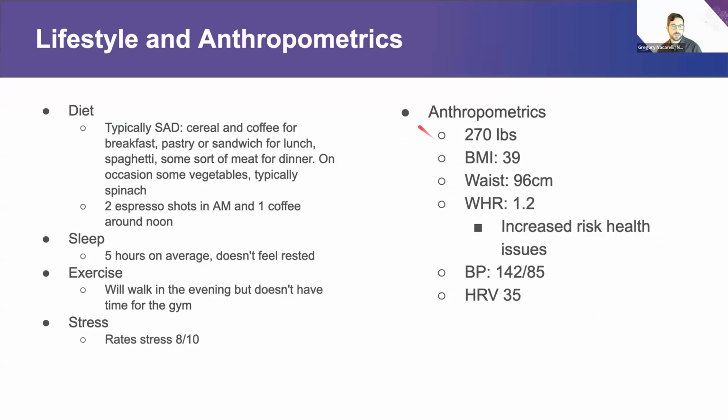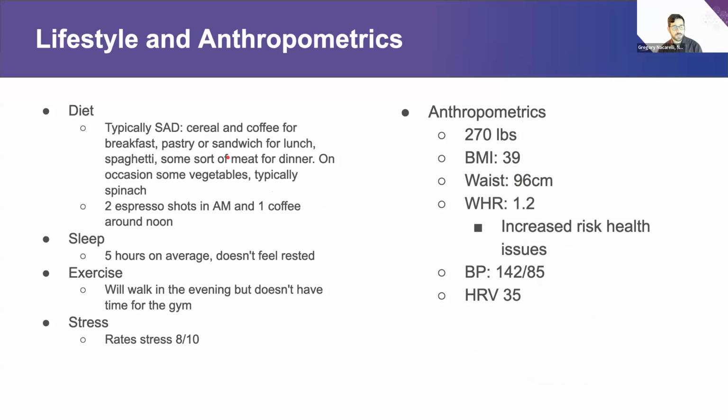And if we go on to the next section, look at his anthropometrics. His waist is greater than 90 centimeters. It's 96, and his waist to hip ratio is 1.2. So we know just from the waist to hip ratio alone, he's at risk for metabolic syndrome and metabolic disruption. Also, elevated blood pressure, 142 over 85. So he hits every one of those there.